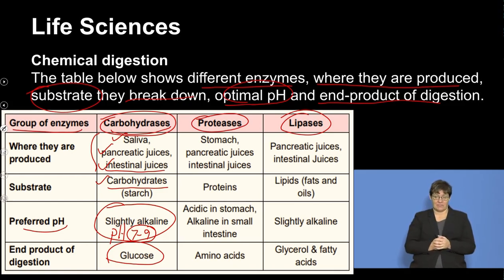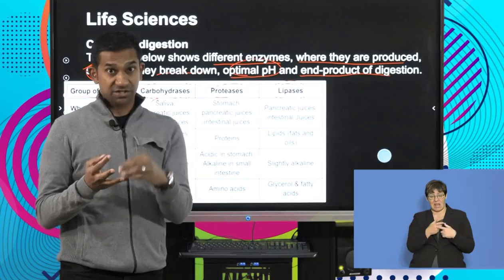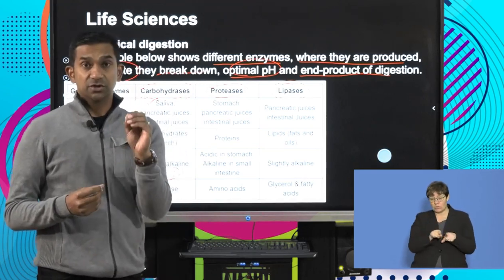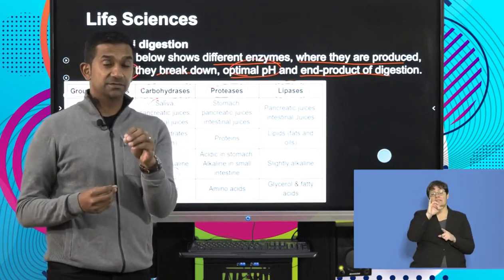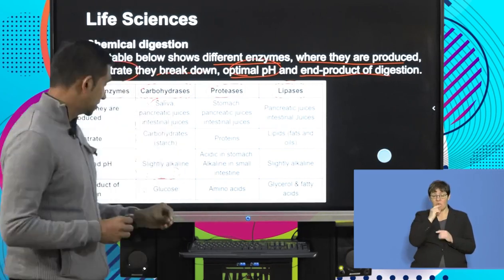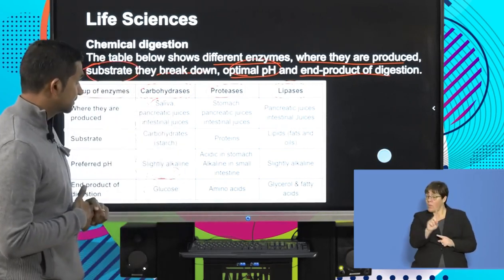Okay, so if we were to look at that again, the enzymes produced that break down carbohydrates are in the saliva, in the pancreas, as well as from the small intestine. Again, they target your complex carbohydrates such as starch. It also breaks down your disaccharides into the simplest monomers, which we know is glucose.